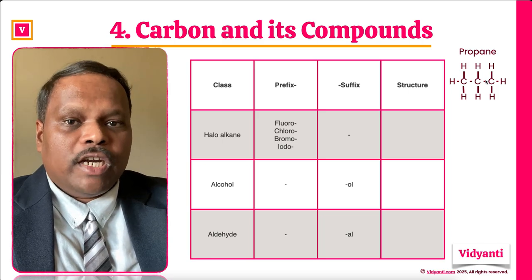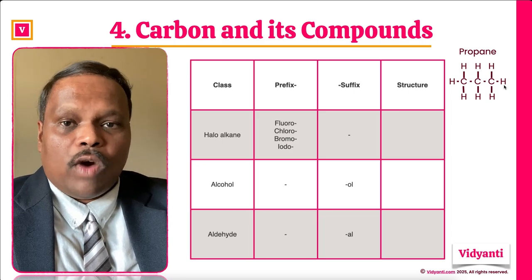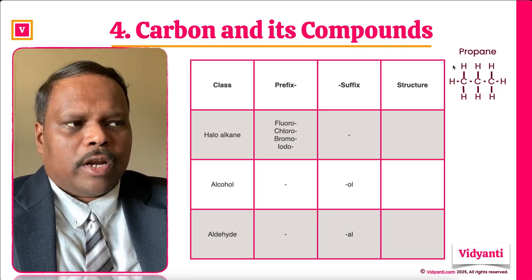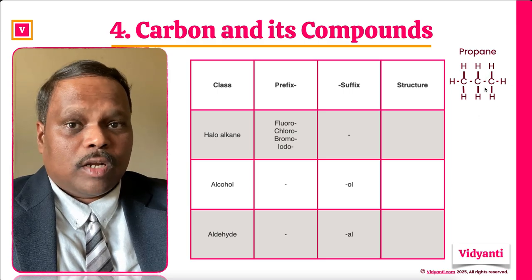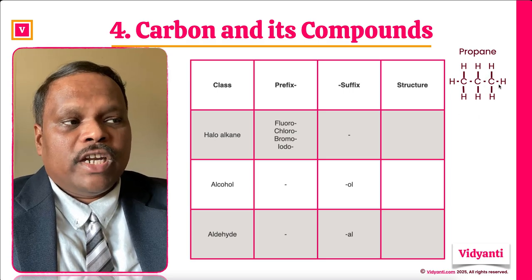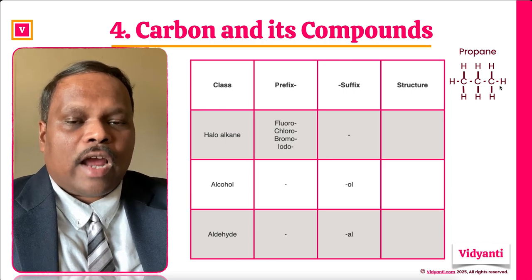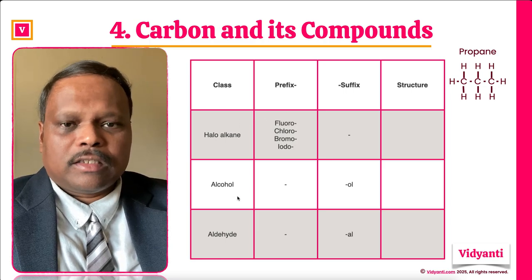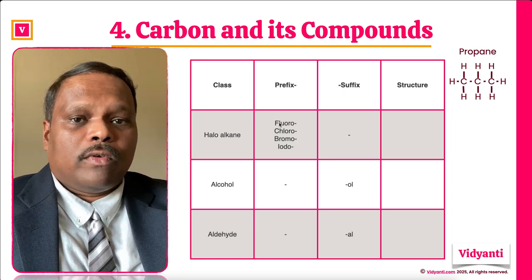Now every time we are going to replace one of the hydrogen atoms. Remember, everything is saturated. There is no question of double or triple bonds here because it's a saturated hydrocarbon. And every time we are going to replace one hydrogen atom with one of these characteristic groups, and suddenly it becomes a member of one of these groups.